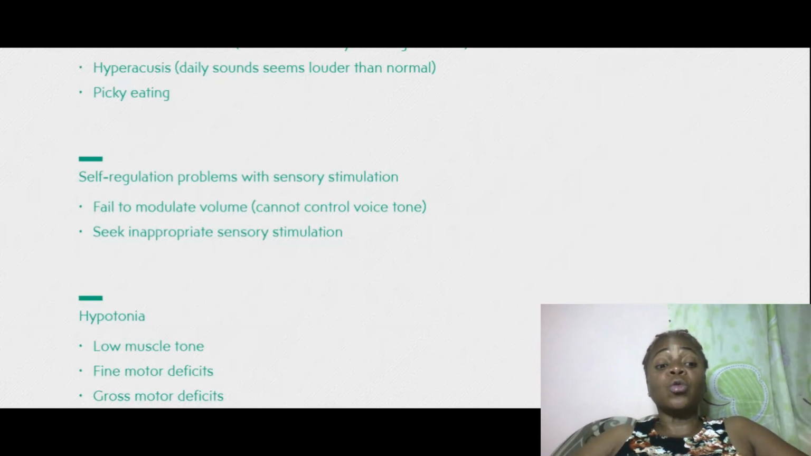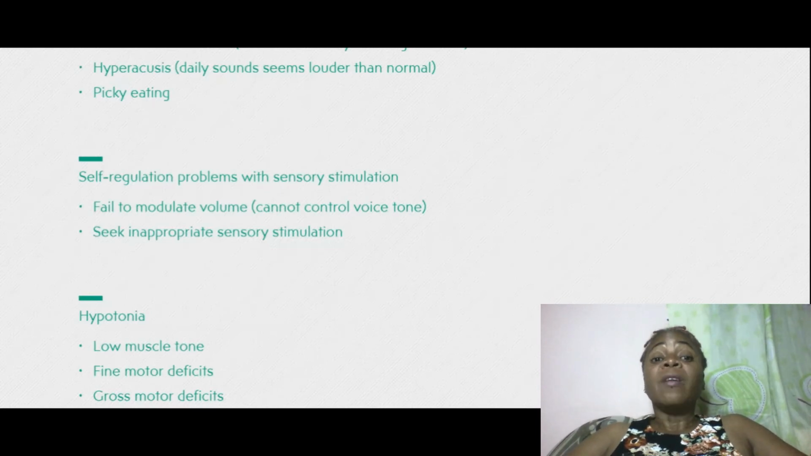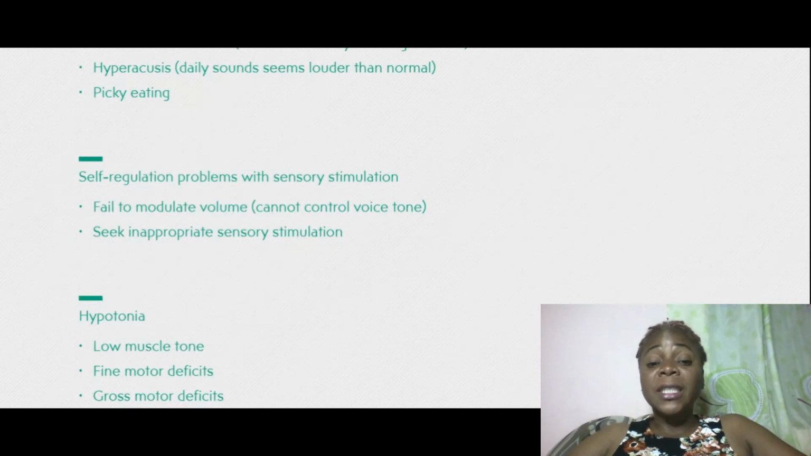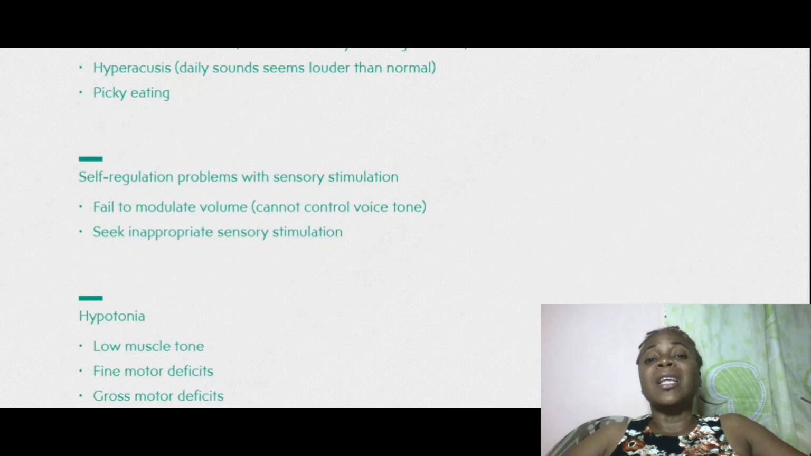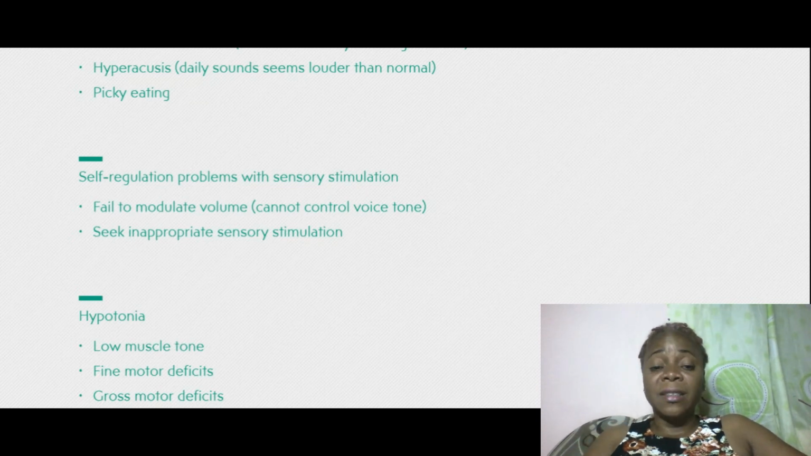So I move on now to hypotonia. And what is that? This is when they have low muscle tone, fine motor skills deficit, gross motor skills deficit. So when they have deficit in these areas, as parents and guardians and caregivers, they will need a lot of interventions to help them to develop fine and gross motor skills.